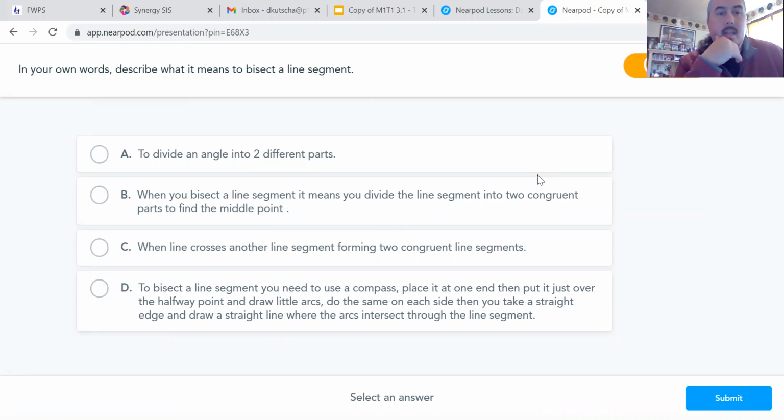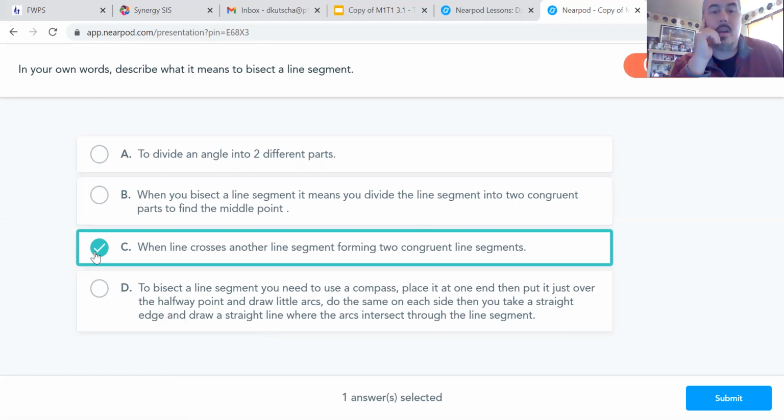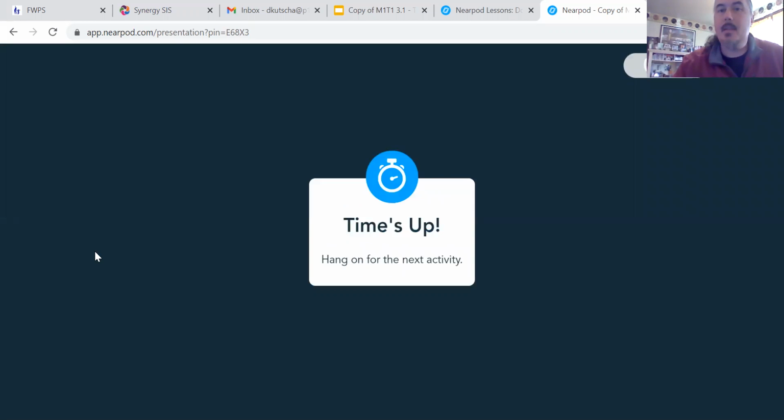So A, divide an angle into two different parts. When you bisect a line segment, it means you divide the line segment into two congruent parts to find the middle point. And it's going to be this one. What I'm looking for is those key words, two congruent parts. When you take a line segment and you cut it in half, you create two congruent parts, nothing else. When a line crosses another line segment forming two congruent parts, well, not quite. That one actually will do it. I would actually say, yeah, let's go ahead and use that one too, because we are intersecting, we are forming two congruent lines. Okay, let's move on to the next one.